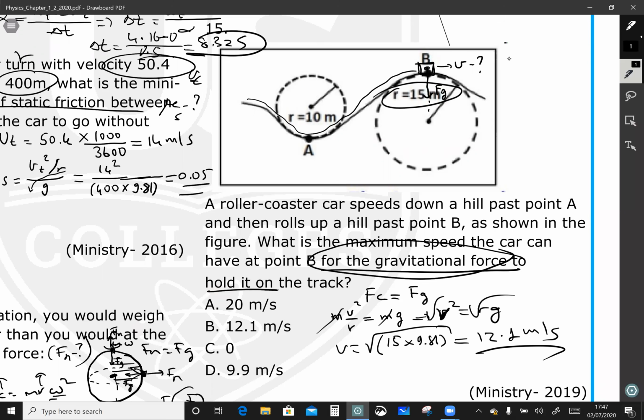If the speed is greater than that, the car can no longer stay on this circular path. What happens if it goes on with a speed greater than 12.1? It will follow a path which is larger in radius, and fly off the road like that. That is the maximum speed at which the car still follows this circular path. If the speed is greater, the circle will be larger.